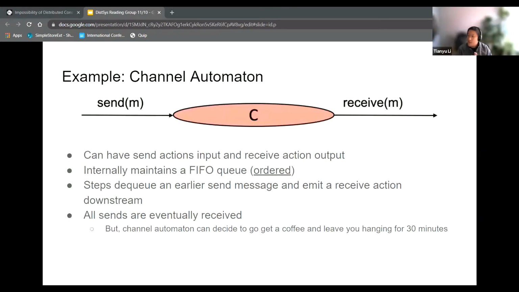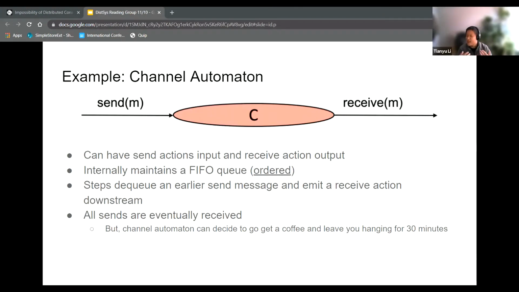The only automata we care about for this particular proof is the channel automata. You can think of that as your network router in a real data center, or the abstract channel of communication between two processes. Their semantics are pretty simple. You can send a message to a channel automaton, and that will enqueue it onto some internal FIFO queue, which is ordered. So it receives an action and changes its internal state to include the message in its queue.